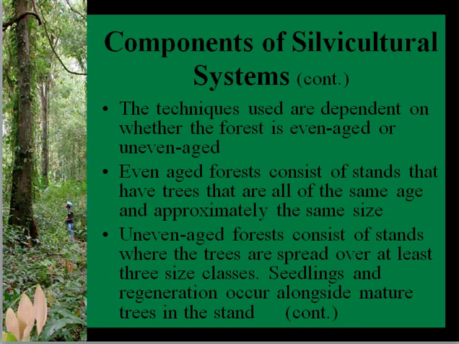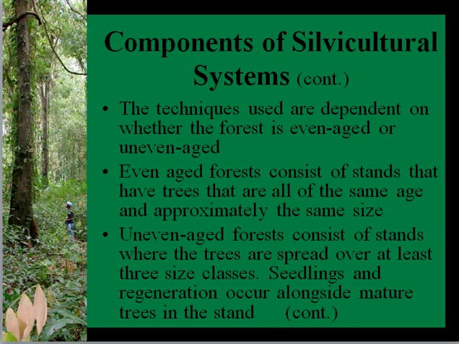So seedlings and regeneration occur alongside mature trees in an uneven-aged forest. In an even-aged forest, on the other hand, seedlings will only occur in a stand with other seedlings. Seedlings will not occur in a stand which has mature trees. And this has important implications for the types of silvicultural operations which you can use.